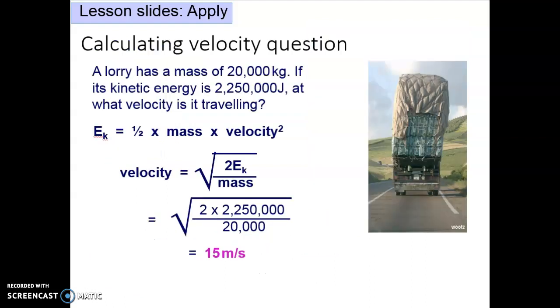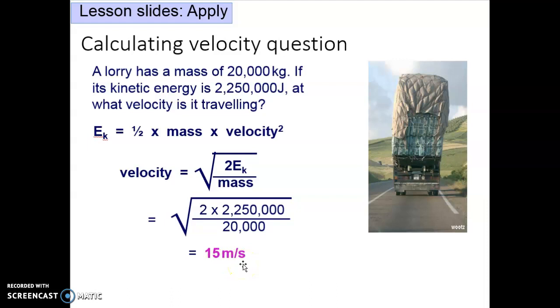Excellent. Okay, if you want to work out something else, this is asking you to calculate velocity. So you have to substitute the numbers that you've got into the equation to work out something that you haven't got. Okay, and here I've cheated a little bit by rearranging the equation for you. So here I've rearranged the equation and I said velocity equals, this sign means the square root of twice EK divided by the mass. And we've substituted the numbers in here, and that will give you 50 meters per second.